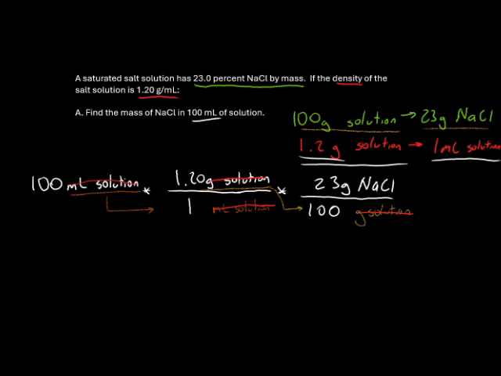All that's left to do is to place these operations in the calculator. 100 times 1.20 times 23 divided by 100. We'll end up with 27.6 grams of NaCl. Therefore, in 100 milliliters of solution, we'll have 27.6 grams of our NaCl.